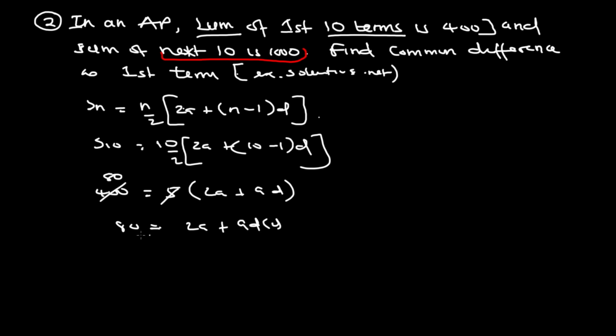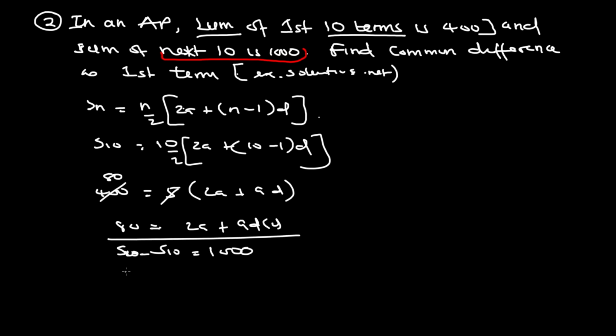This one will be our first equation. Then we go to the second one. They're saying the next 10 terms, so the next 10 from 10. It means that we're going to have S20 minus S10 is equal to 1000. That's our next equation: S20 minus S10 is equal to 1000.